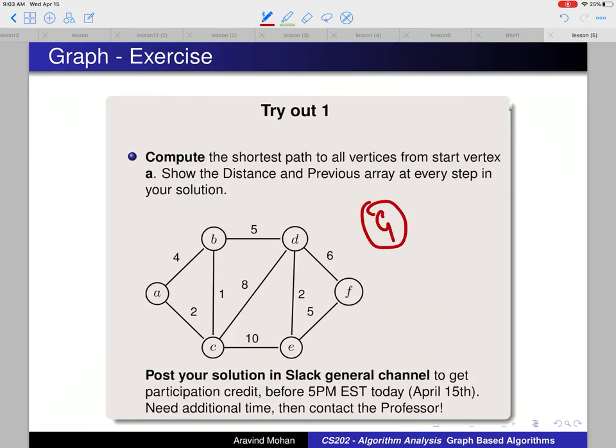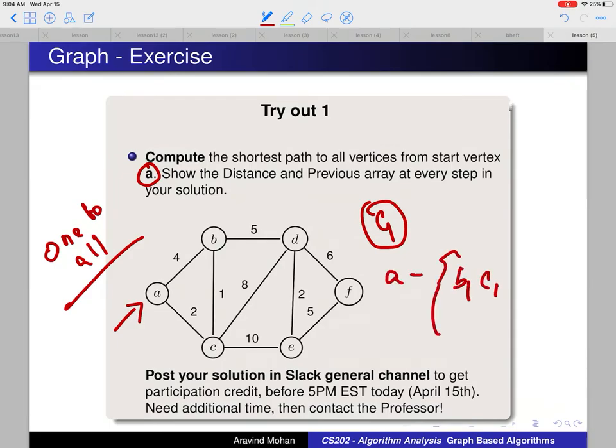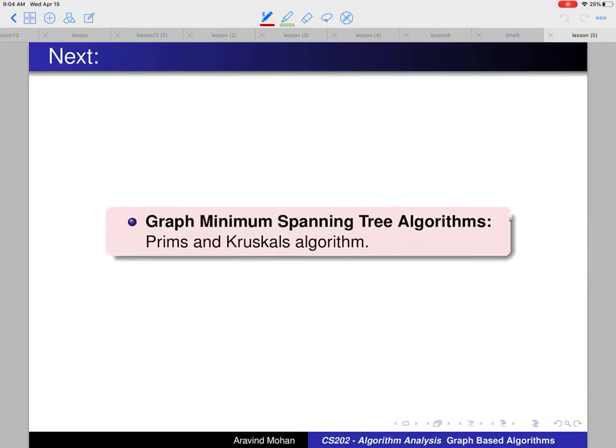So we will take our tryout activity for today. Given this graph G, we would need to find the shortest path from all the vertices starting from vertex A, right? So it's a one-to-all shortest path problem. Clearly we can see that from vertex A, we want to find the shortest path to all other vertices B, C, D, E, and F. We need to find all the shortest paths here, right? So please make sure you post your solution in our general channel to get the class participation credit before the deadline.